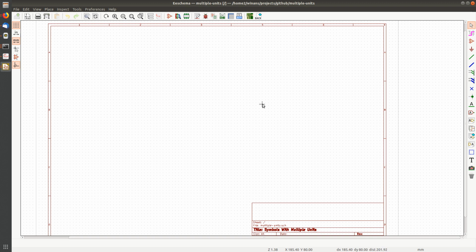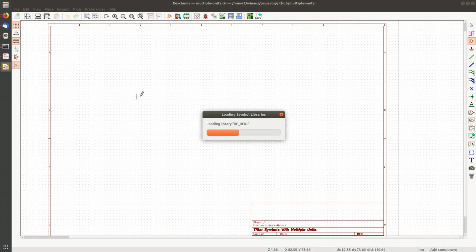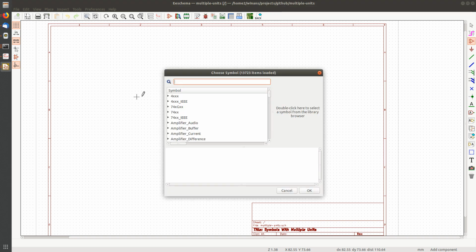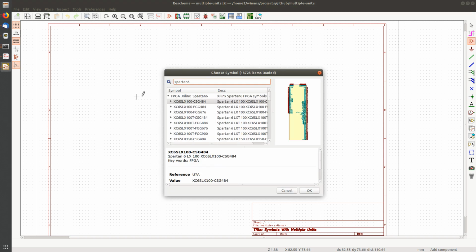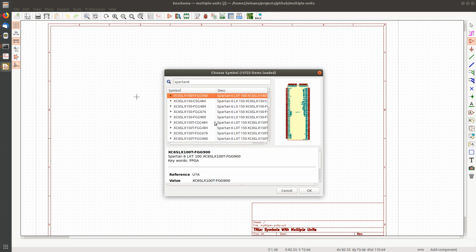Okay, so let's say you have a symbol that's fairly complex, with a huge number of pins. The most obvious example I can think of is an FPGA, like a Spartan 6. I've worked with these in the past. This is a 484 pin. Here's one with 676 pins. There's one with 900 pins. I have never worked with ones quite that big.